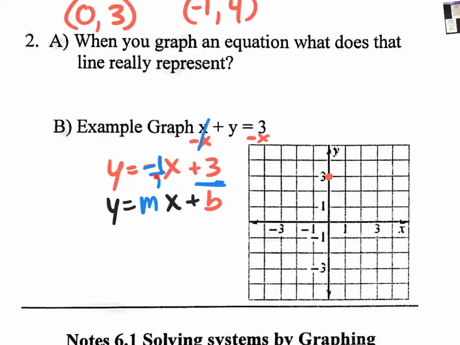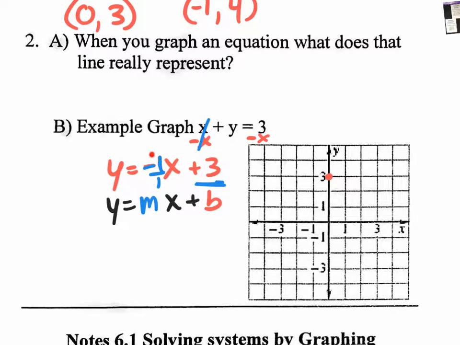And the run, you always look at it from left to right, so you always run to the right. So you're going to go down 1 over 1. If this would have been a negative 2 over 3, you would have gone down 2 over 3. If it would have been up or positive 3 over 4, then you'd go up 3 over 4. So I hope you guys remember that from last semester. The slope just tells you rise over run.